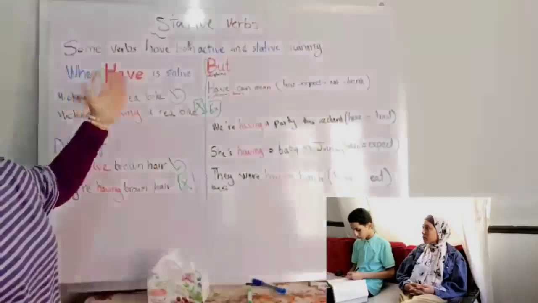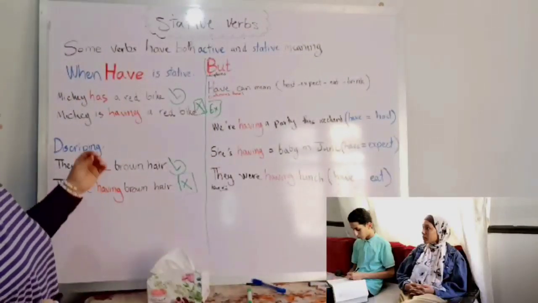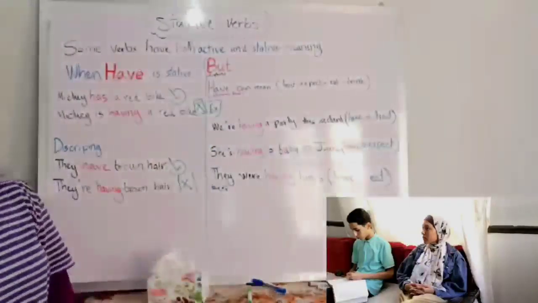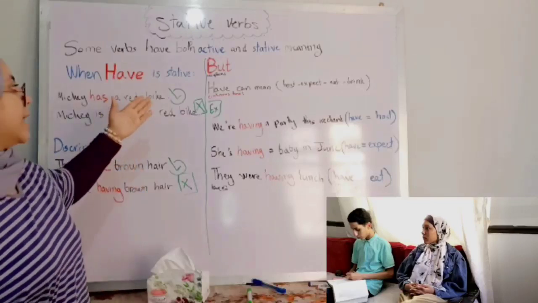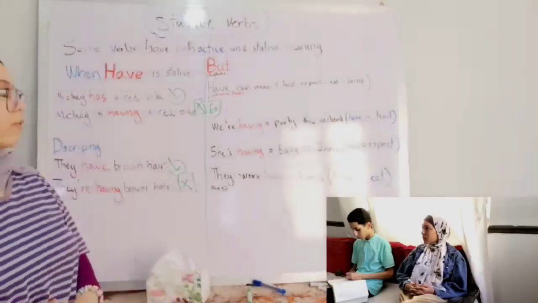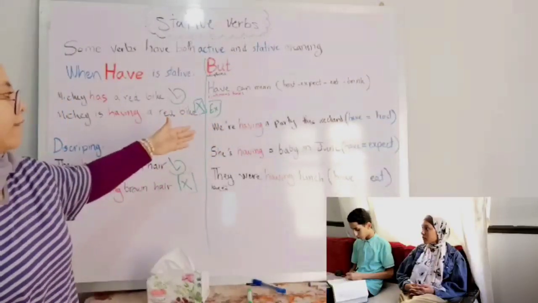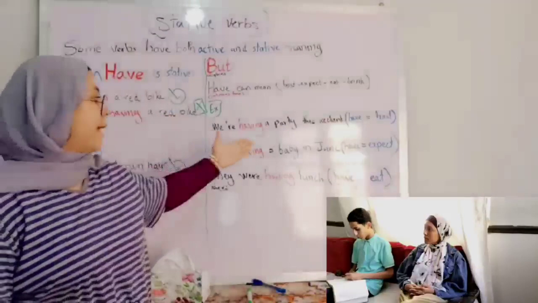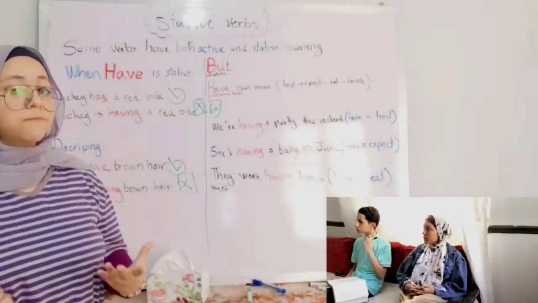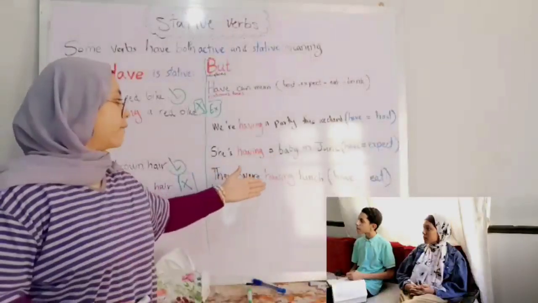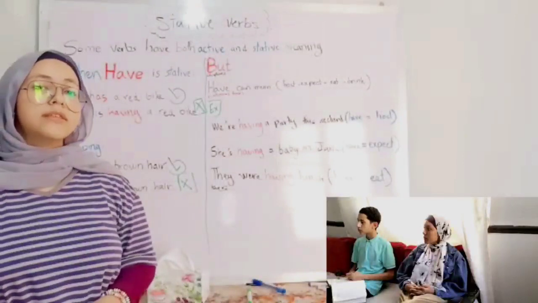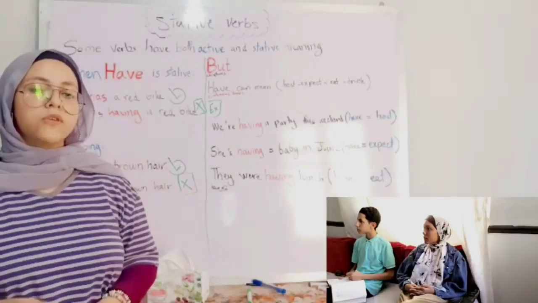Okay, but there are exceptions. When have means host, expect, eat, or drink, it can be used in continuous tenses. For example, we are having a party this weekend. Here have means host. She's having a baby in June. Here have means expect. They were having lunch. Here have means eat. We can also replace have with stative verbs like own and possess, and another meaning equals stative verbs.